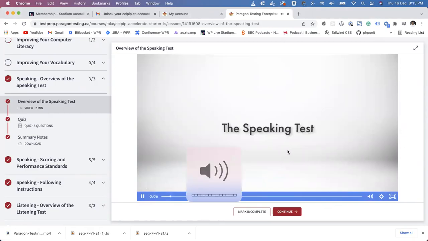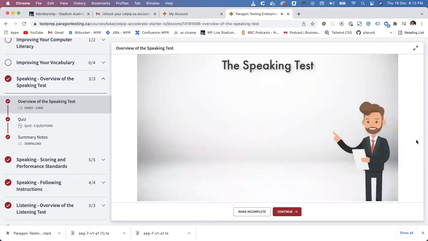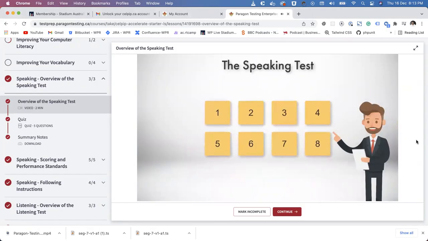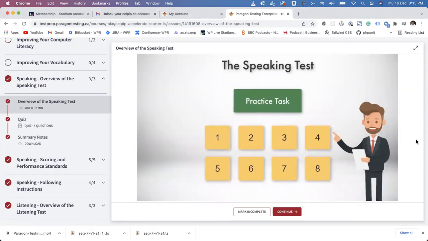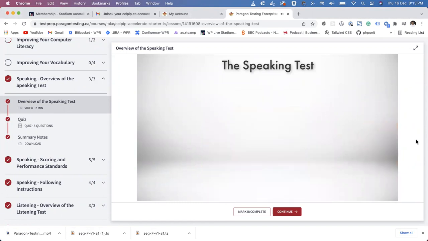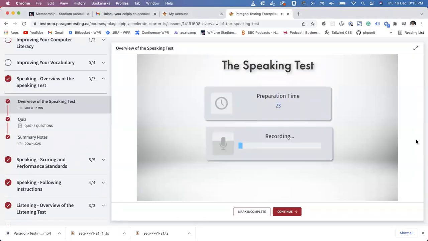Here's what you need to know about the speaking test. For starters, you'll complete 8 different speaking tasks. You'll also have a short practice task at the beginning, but it's not rated. In each speaking task, you'll have a preparation time, then a recording time.